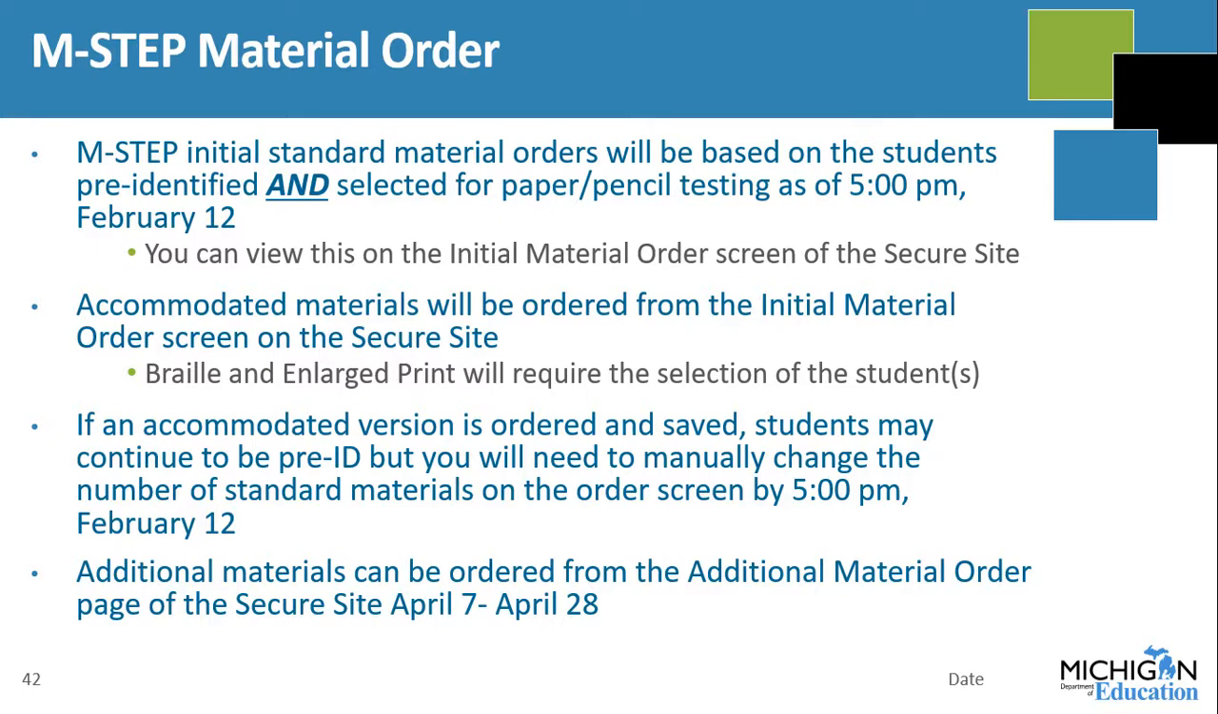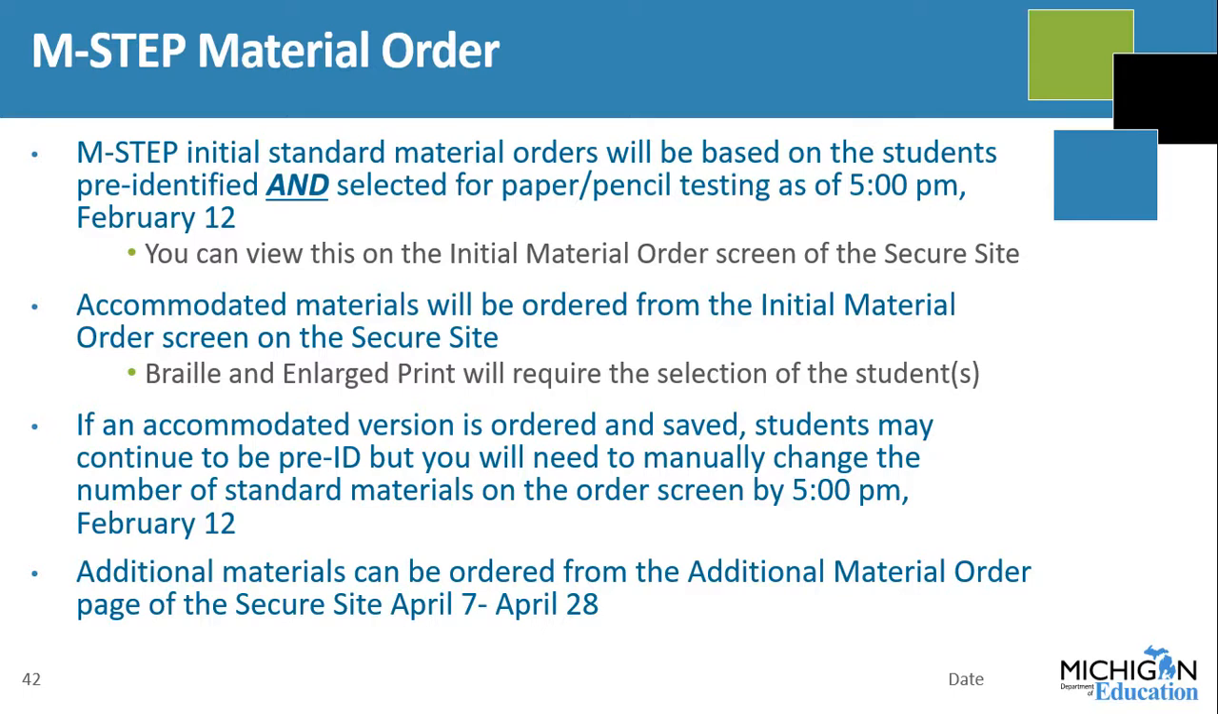The standard material order will continue to be updated based on pre-ID of students. However, if you enter an order for an accommodated test and you save it, that will save the full order and the standard materials will no longer continue to update based on pre-ID. If you need more standard materials after the order is saved, you can go in and manually adjust the standard material order and save it up until 5 p.m.